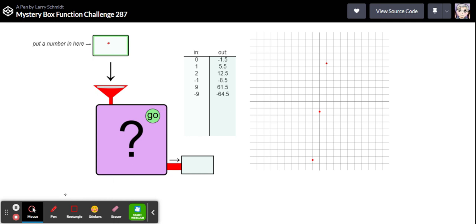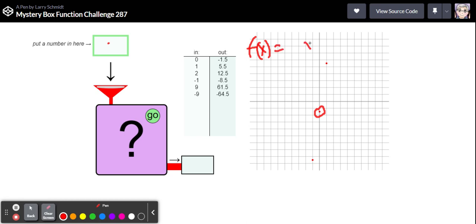So to get the function, the equation for the line, what we really need to do is determine the slope and then the y-intercept. Y-intercept is pretty easy to read. It's where the line crosses the y-axis. So this is negative 1.5, or we could write it as negative 3 halves. So f of x is going to equal something, some slope, times x, and then a minus 3 halves for that y-intercept. And what is the slope?